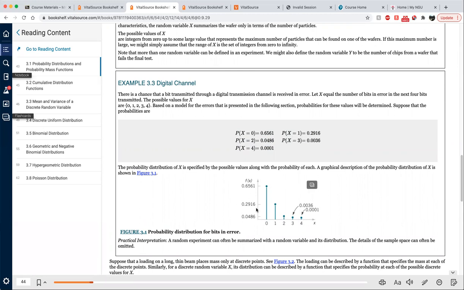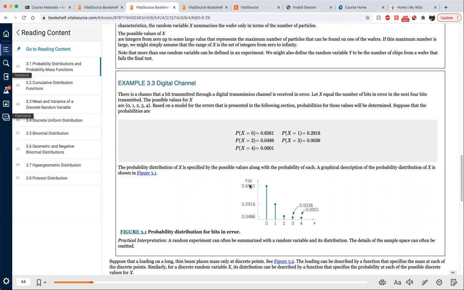I told you a probability distribution is a table, or a graph, or just a way to visualize data with the random variable. So now a graphical description of the probability distribution of x is shown here. The x-axis represents the discrete values of the random variable, 0, 1, 2, 3, 4, and the y-axis represents probability.